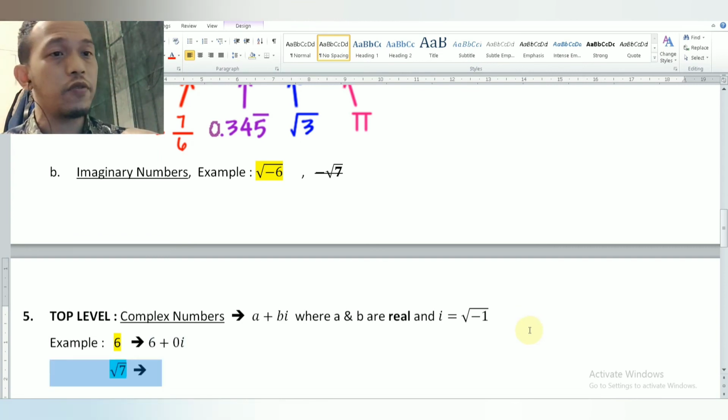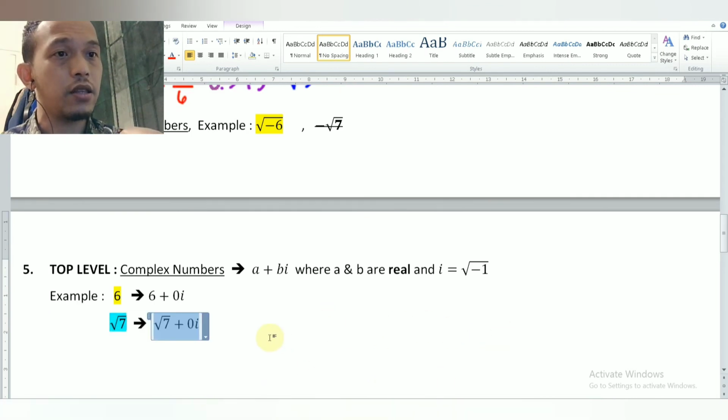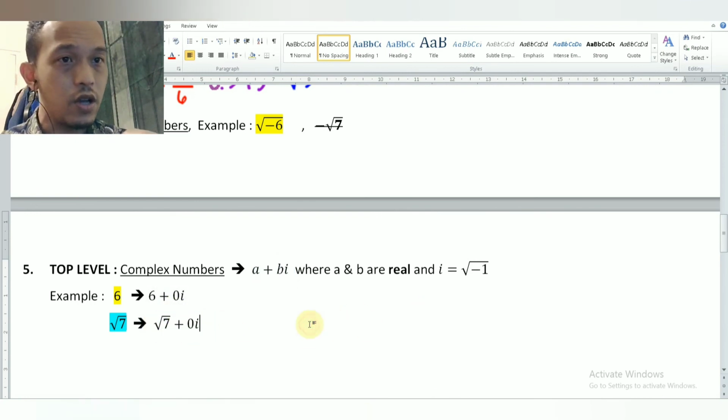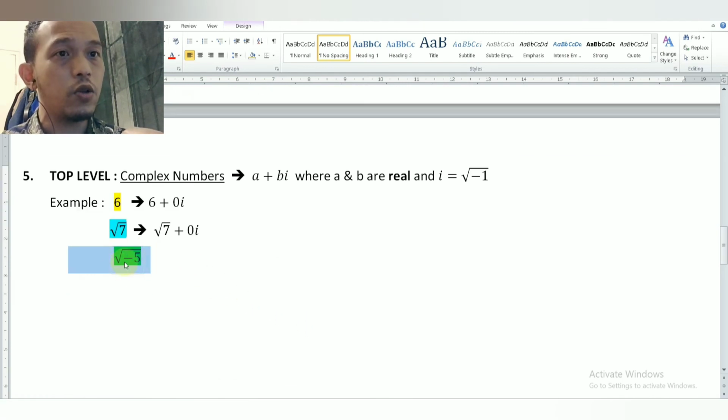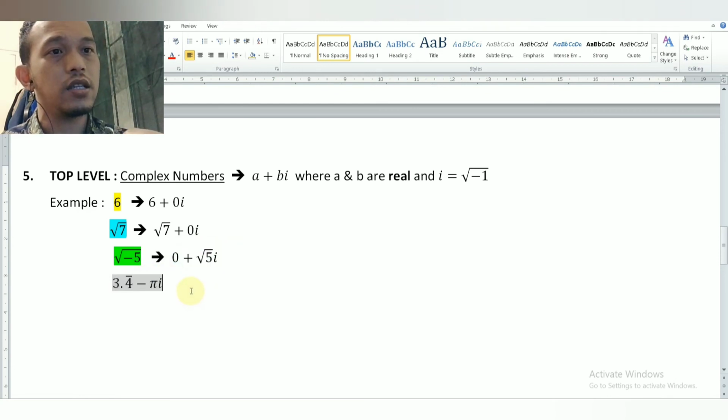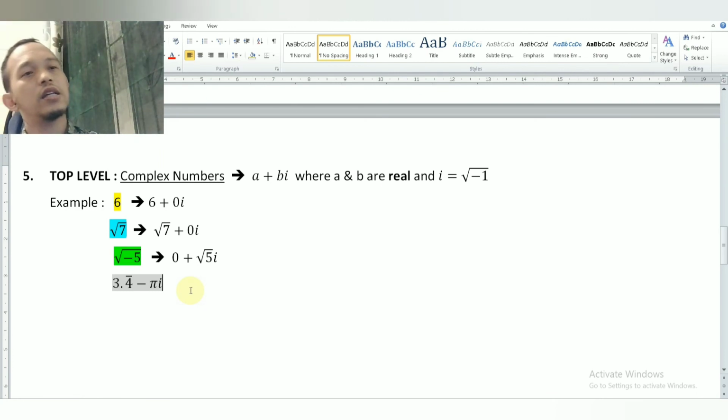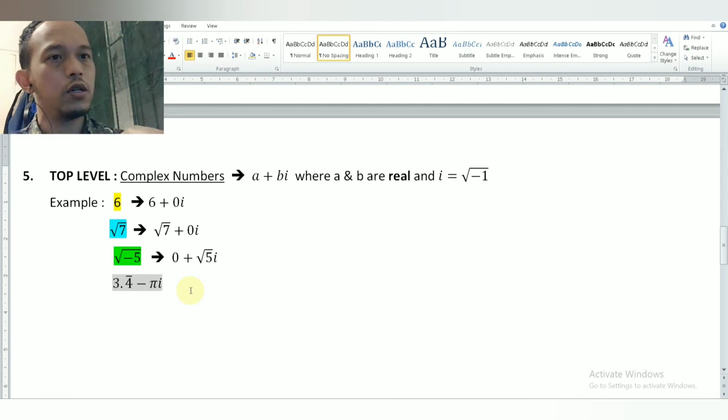How about square root of 7? Yes, it can be represented in the form of a plus bi. The b is 0. So how about this one? Although this is an imaginary number, it's also a complex number and I can represent it by this form. And this is one more example of a complex number. So in the end, a complex number is just any number. Any number that you find must be a complex number. That's the easiest way to figure it out.